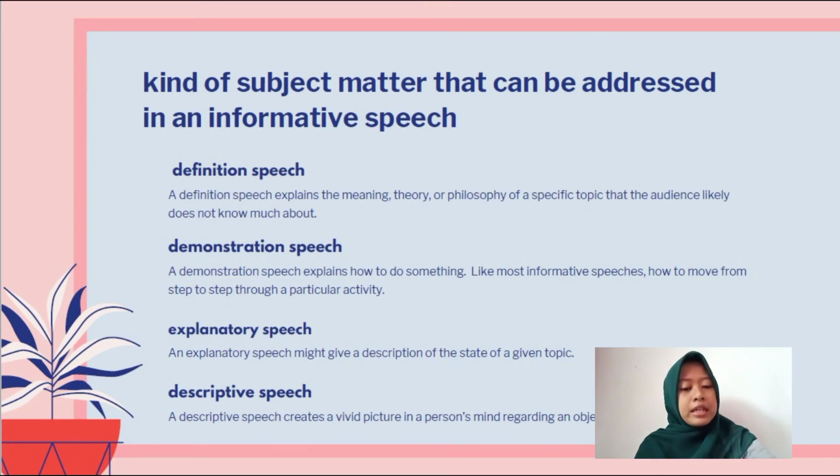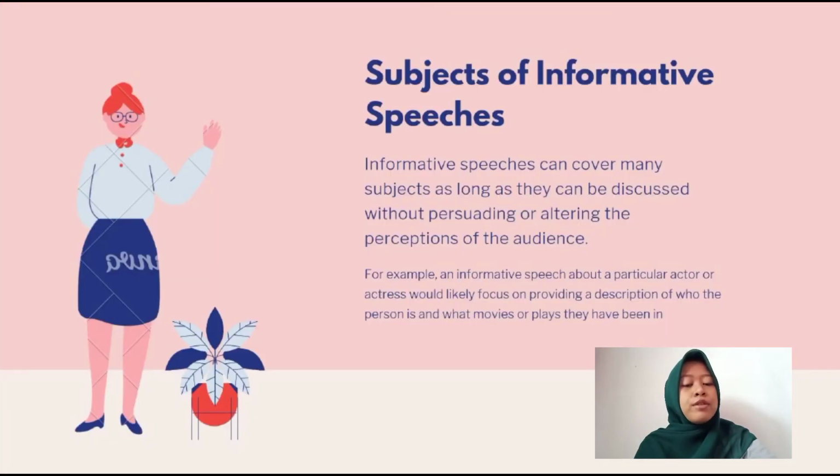And then it also can be a descriptive speech, where you create a vivid picture in a person's mind regarding an object, person, place, or even animal. So we can conclude that the subjects of informative speeches can cover many topics as long as they can be discussed without persuading or altering the perception of the audience. As an example, an informative speech about a particular actor or actress would likely focus on describing who the person is, what movies they played in, and their career, things like that.